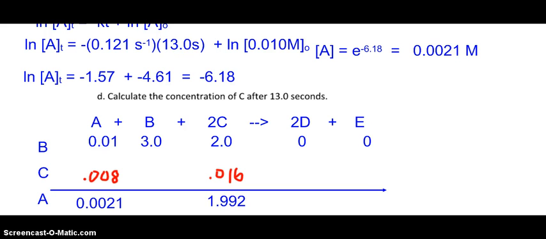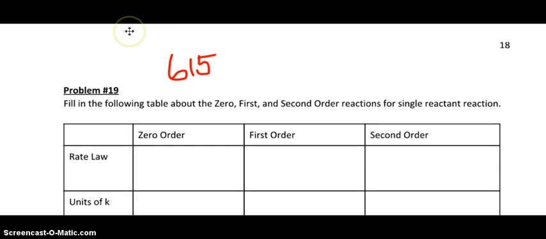Set up your BCA table. Well, if we look at the next page, you can do this yourself. Go to page 615 and fill it out. And this is a good kind of like study tool for you. That's about it.